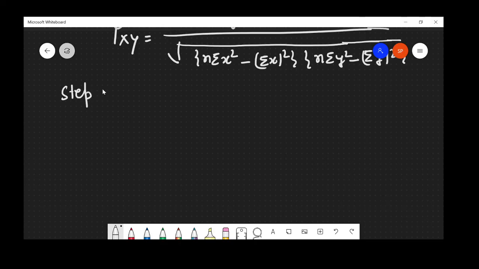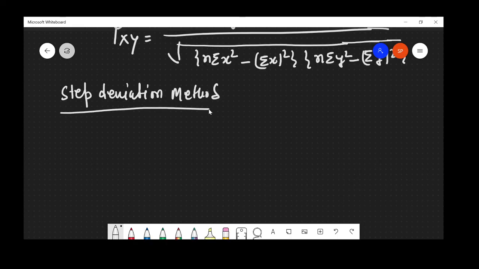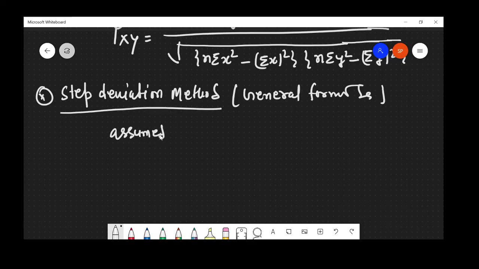Next is the step deviation method. This is known as the general formula. The direct method becomes very lengthy and tedious if the means of the two series are not integers. In such a case, we use the method of assumed mean.